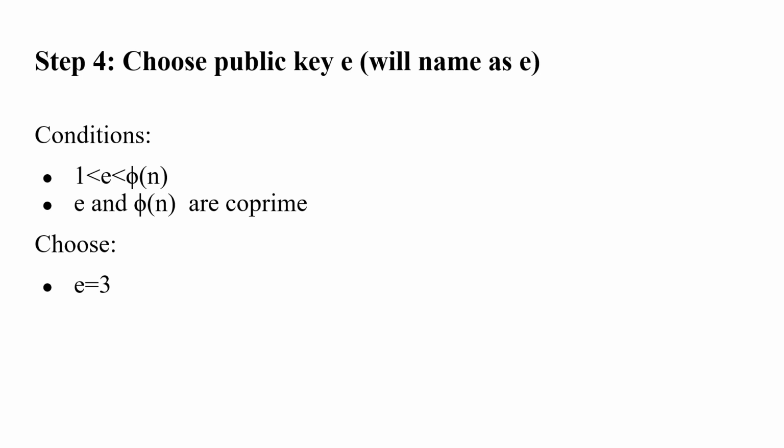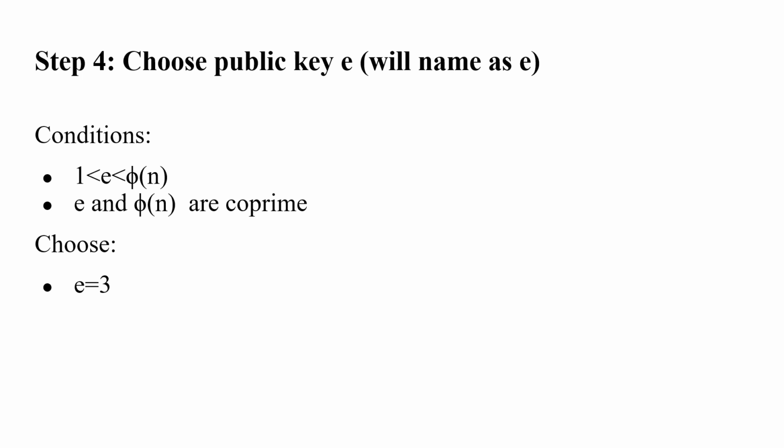So I have chosen 3. Why? Because 3 is greater than 1, I have randomly taken it, and it satisfies my first condition, as 3 is less than 20. Second condition: if I take 3 and find the GCD of 3 and 20, we don't have any common divisor. So obviously we can take 3 as a public key because it's coprime, isn't it?